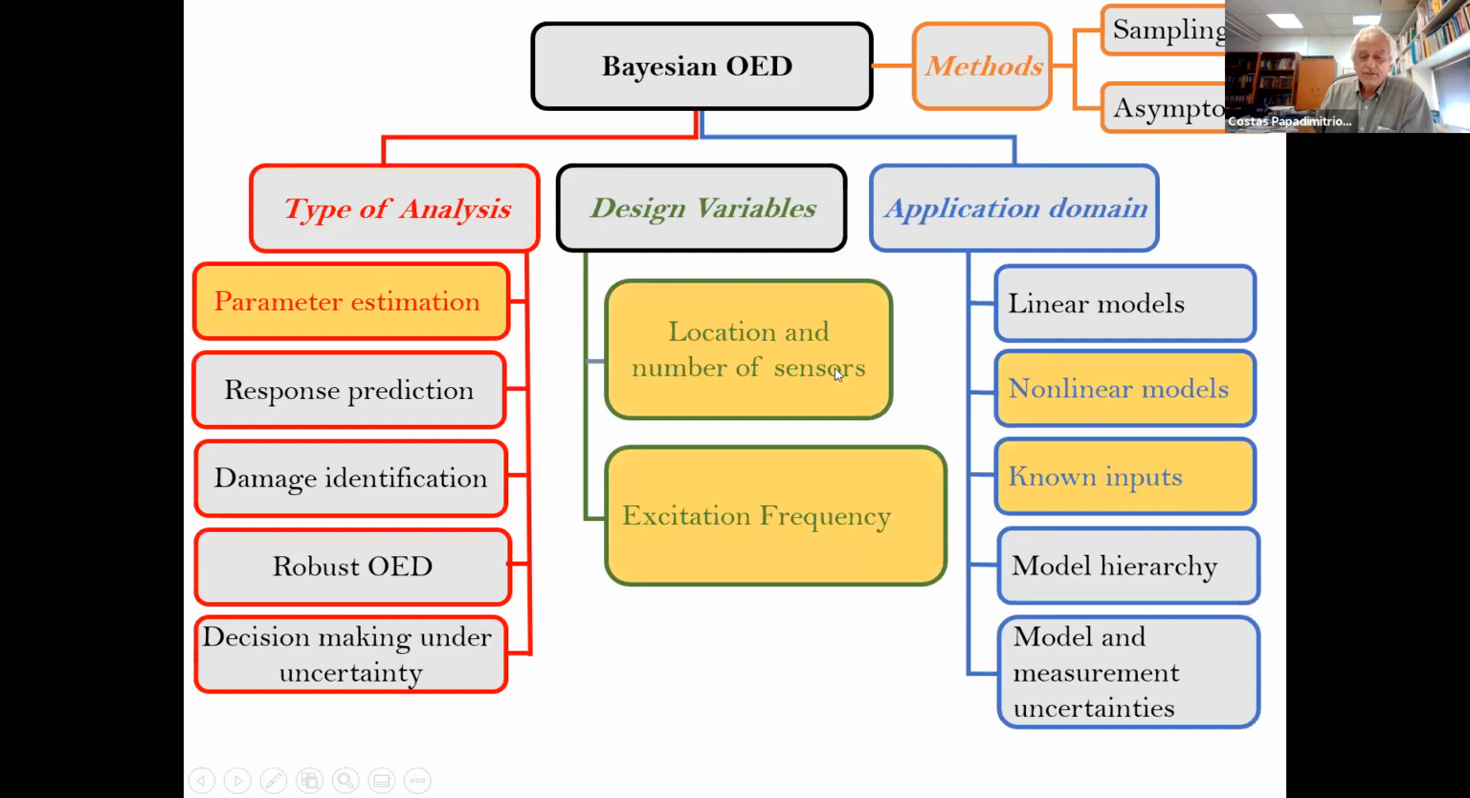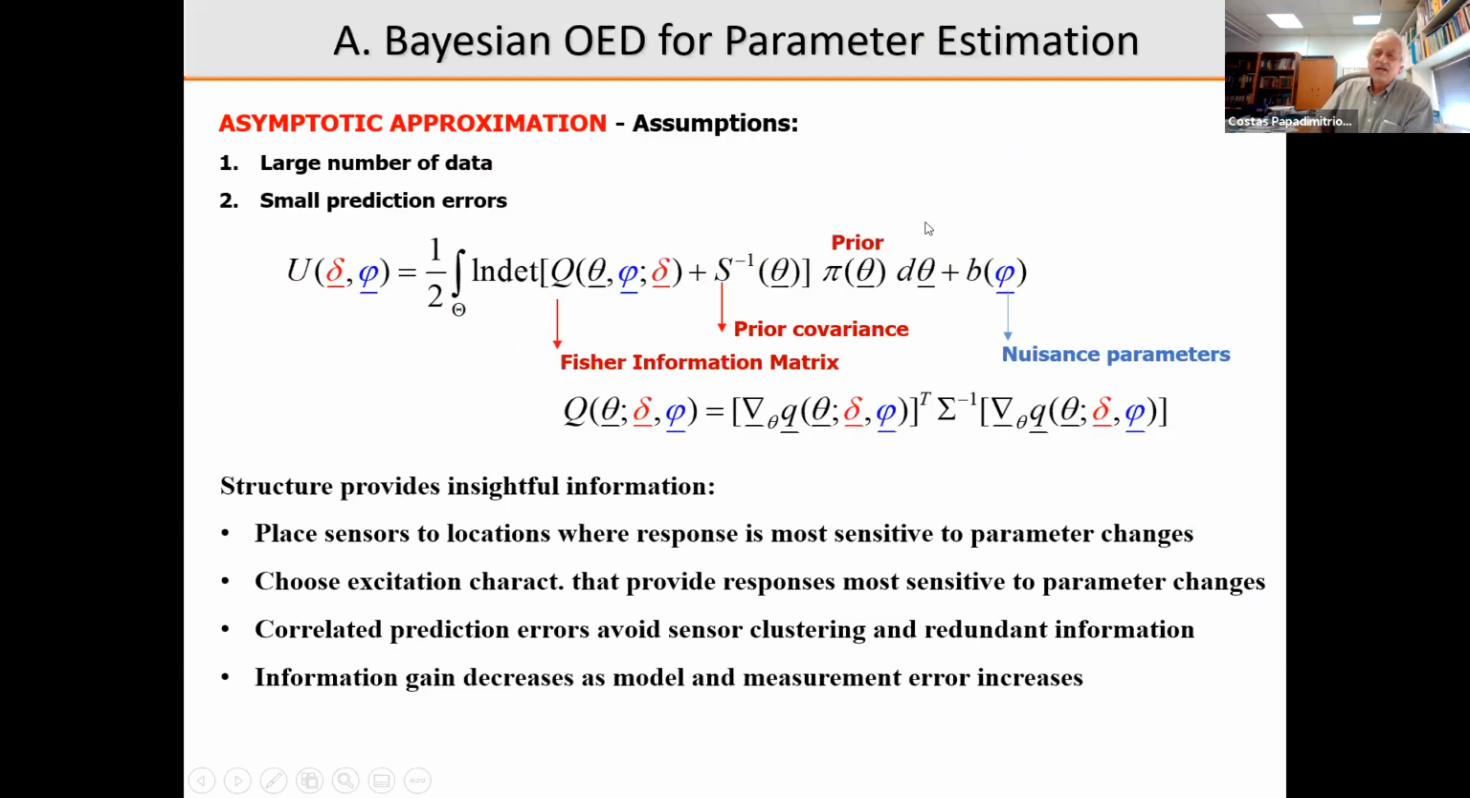And I'm going to say here a few words about the methods that you use to estimate the integrals that I presented. Methods could be sampling methods, from which you don't learn anything, you just use them, or asymptotic methods, from which you can learn a lot. Okay, for example, for parameter estimation problems, you can learn that you place the sensors at locations where the response is most sensitive to parameter changes, and these sensitivity measures are hidden here in the Fisher information matrix, and it's the log of the determinant that counts, and not the determinant. For other reasons, I don't have time to explain. When you want to choose the excitation characteristics, you choose the ones that provide the responses that are most sensitive to parameter changes at the measured locations, of course.